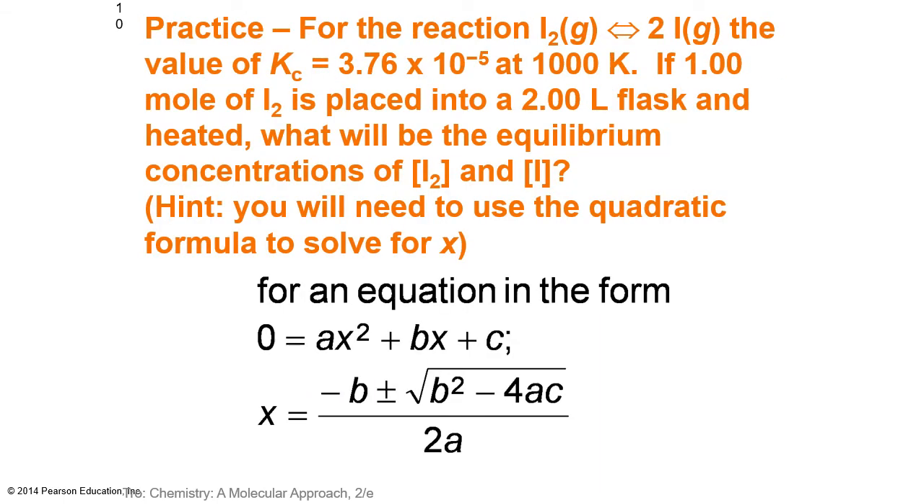Here's a practice for you to try. See if you can determine the equilibrium concentrations for iodine and iodide. You will need to use the quadratic formula in order to solve. Because our initial concentration for the products is 0, Q is going to be 0, and our reaction is going to proceed in the forward direction.